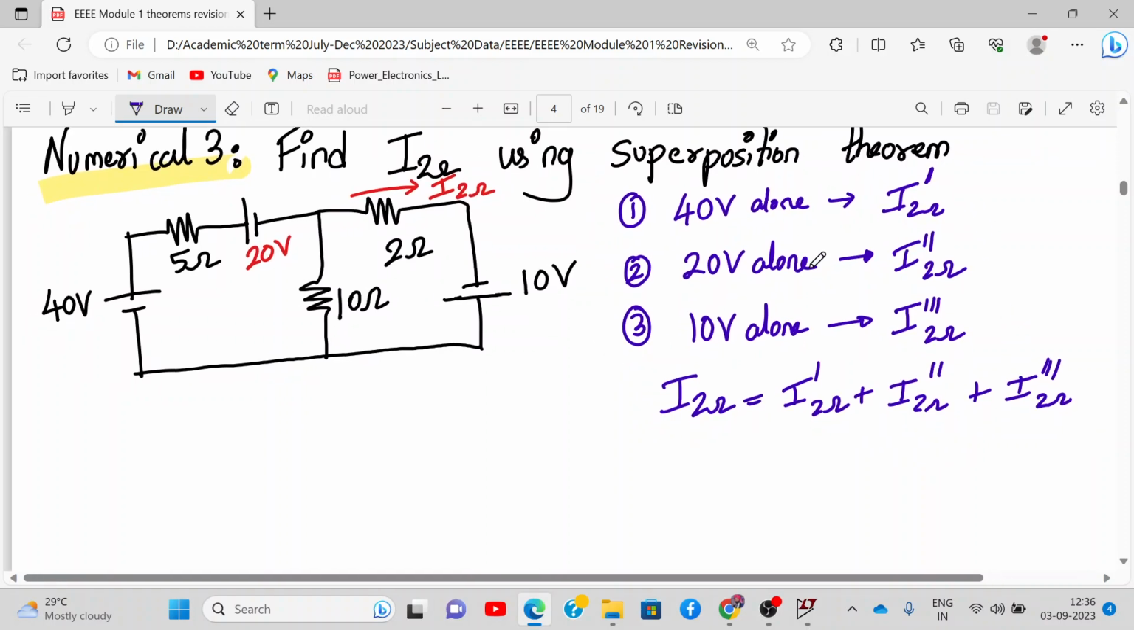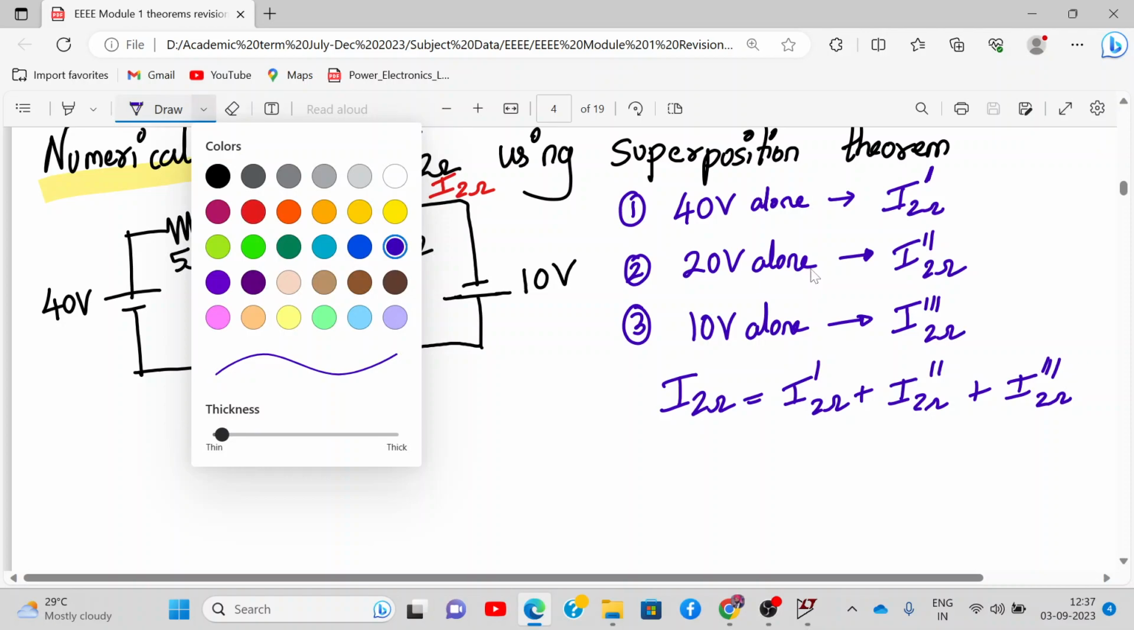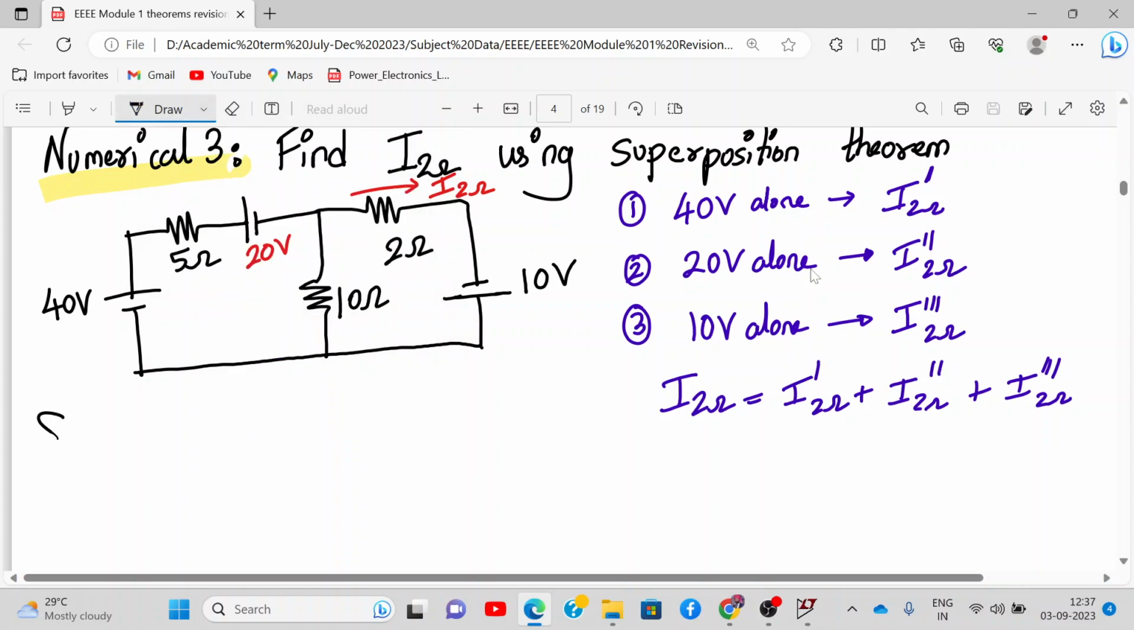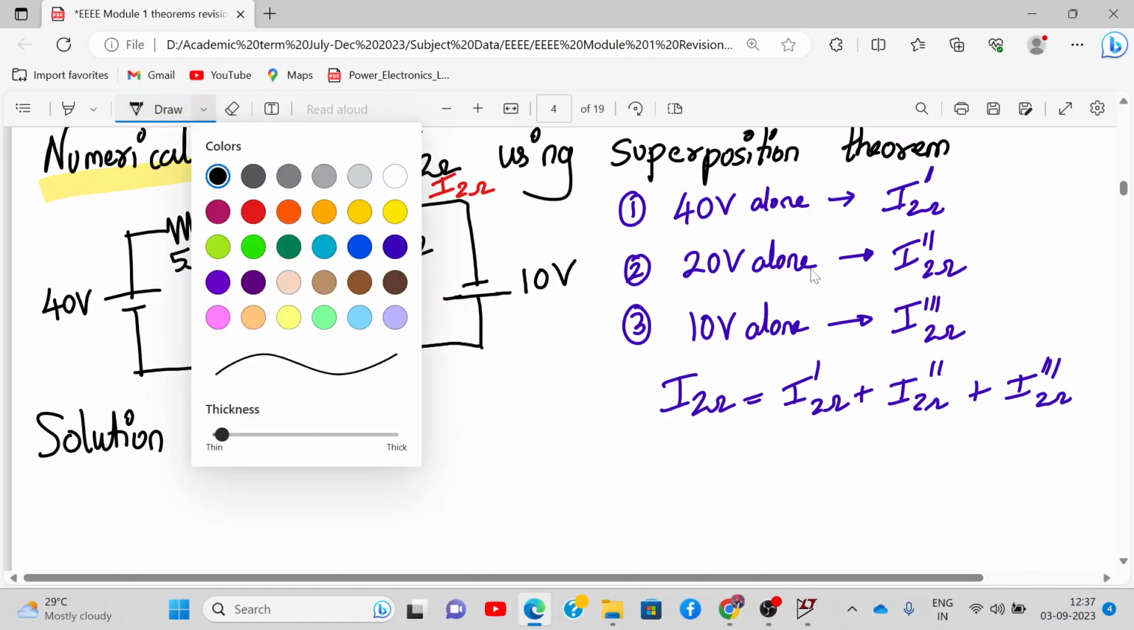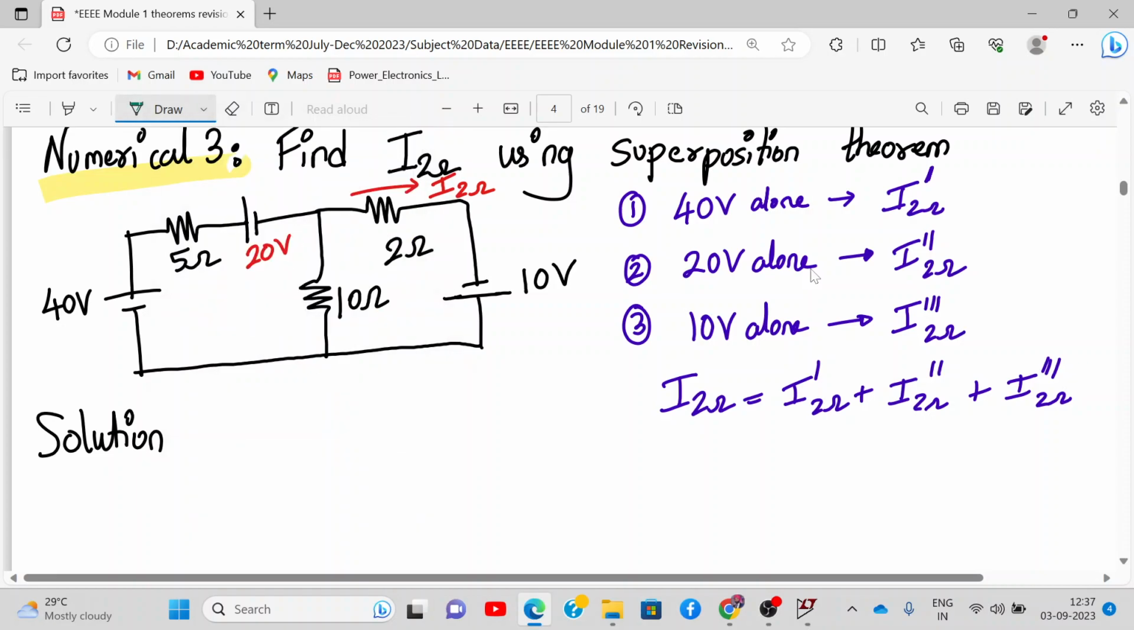Understood now? Let's solve this numerical and then we will understand. It's very easy, but it's lengthy. So let's start. Solution. We'll consider the first case. Let me use green color. Write down, consider 40 volt voltage source alone.